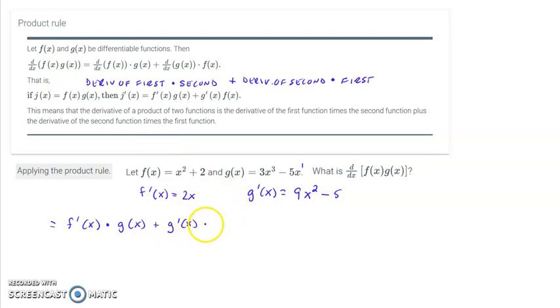Right? And so we'll be taking that function and we'll be multiplying it by the first function, which was f of x. Right? So I wrote it out in that standard format, and now we can go plug in each of the pieces that we have. Right? So f prime of x was the 2x, g of x was 3x cubed minus 5x. Right? We'll have our plus sign. We have g prime of x, which is 9x squared minus 5. Make sure you put this inside parentheses, right, because the whole thing there is going to be multiplied by f of x, which was x squared plus 2.